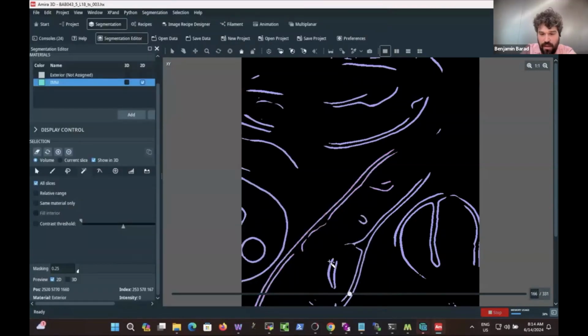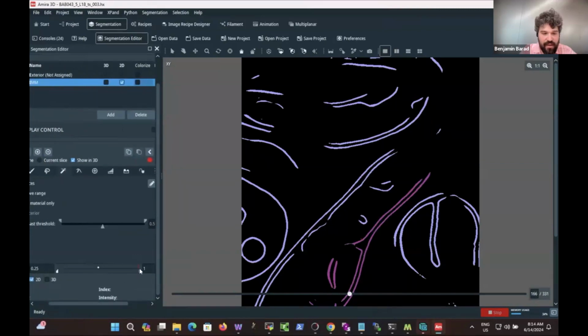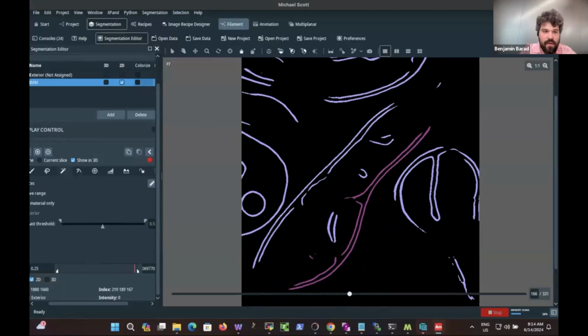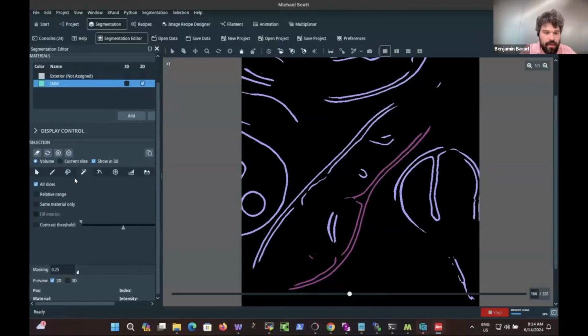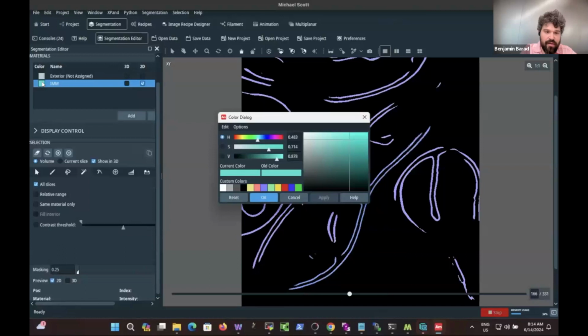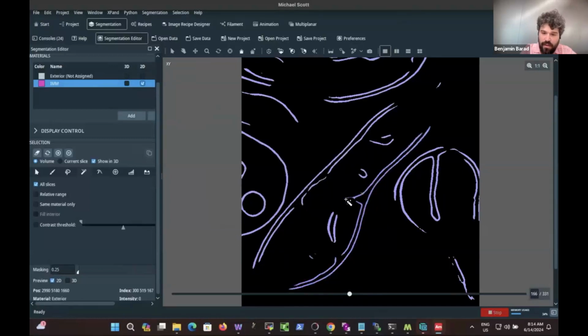There we go. Okay. And select bits. So there's something happening here, which is that we're bridging these two. And so we can adjust our masking a little bit. So I'm going to just add these to the IMM for the moment. Selection add. Change the color of this so it's very different looking. Add.